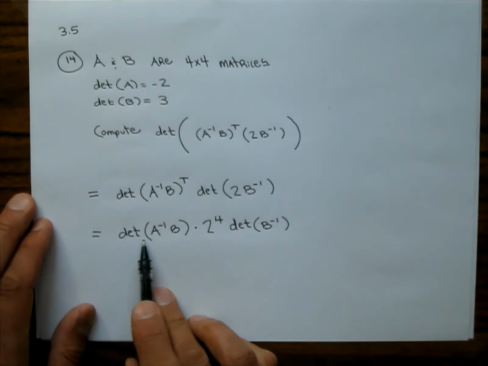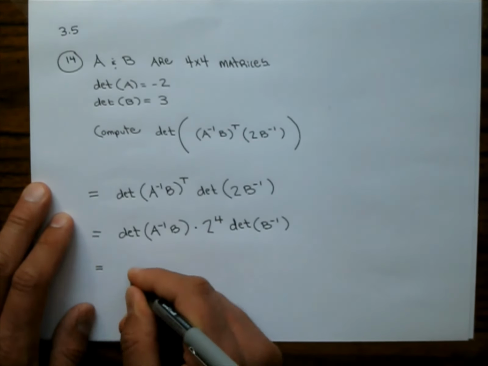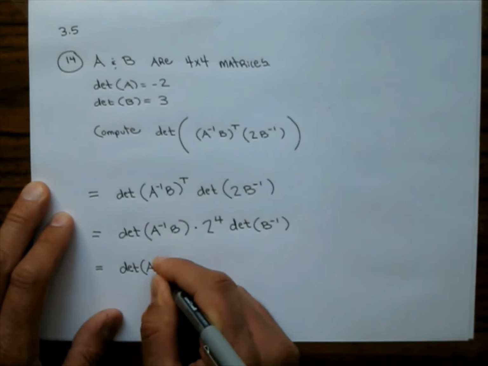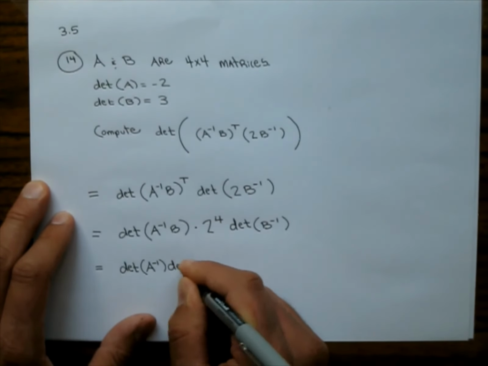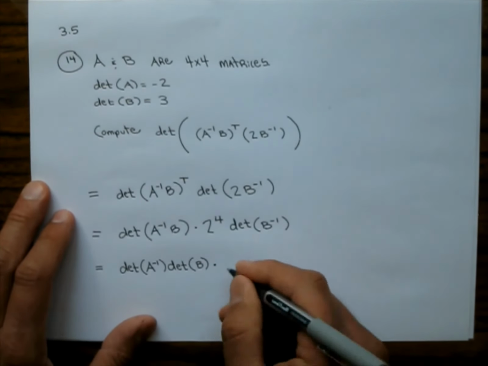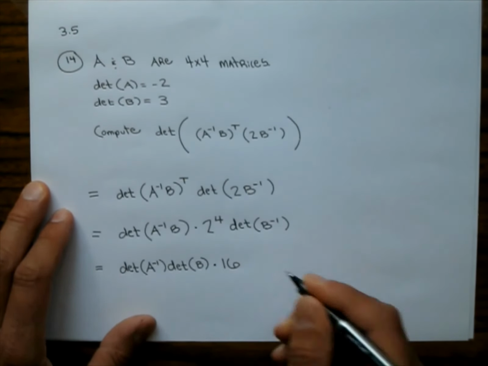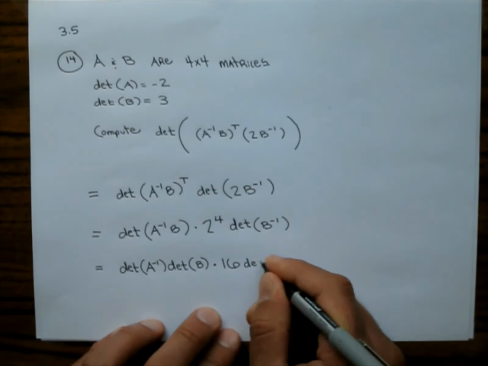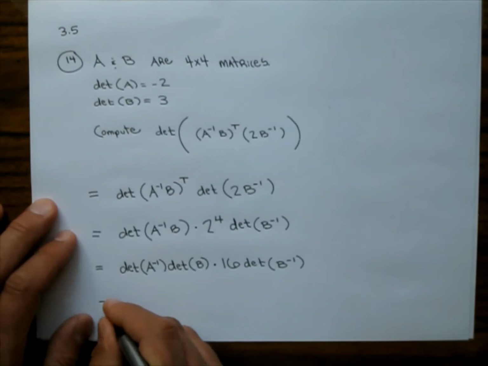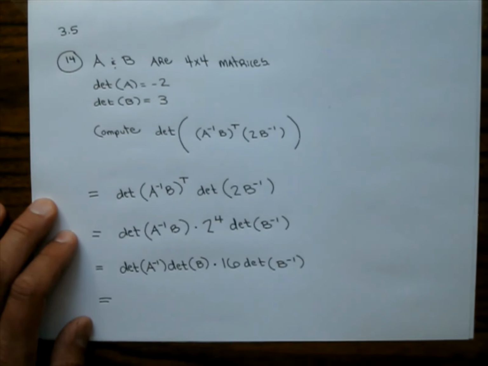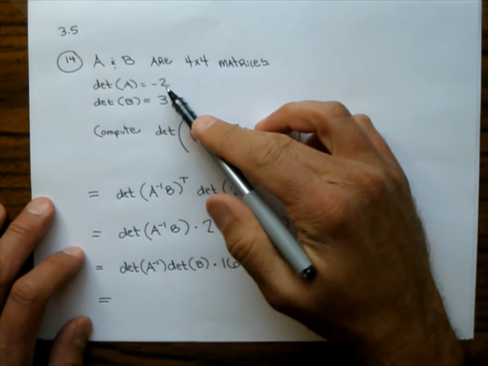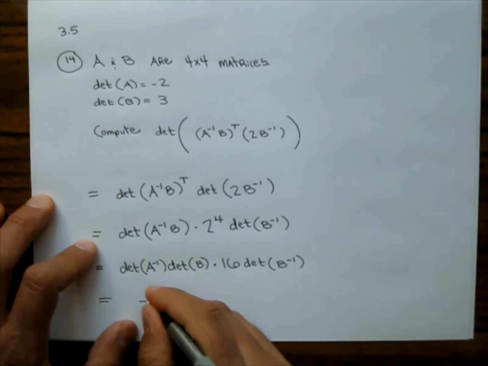Okay, looks like we have another product here. So this is the determinant of A inverse, the determinant of B, and we have 2 to the 4th, which is 16. And then we have the determinant of B inverse. Okay, determinant of A inverse, if you remember that property, is going to be the reciprocal. So it's actually going to be negative 1/2.